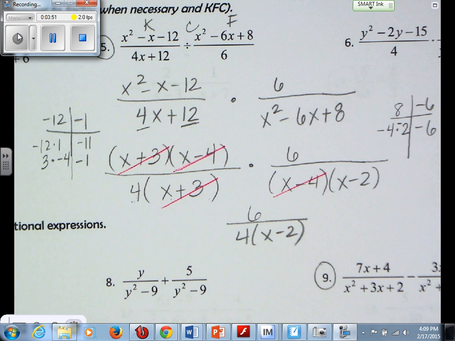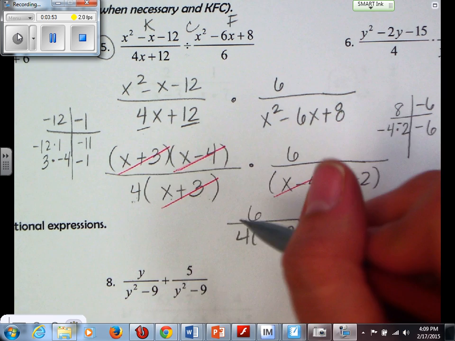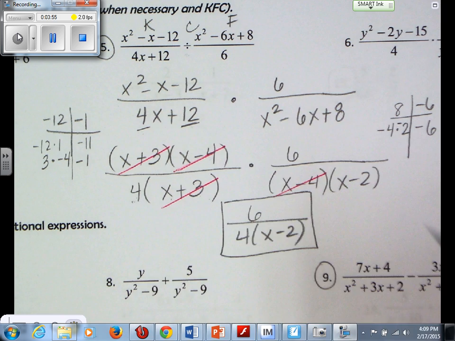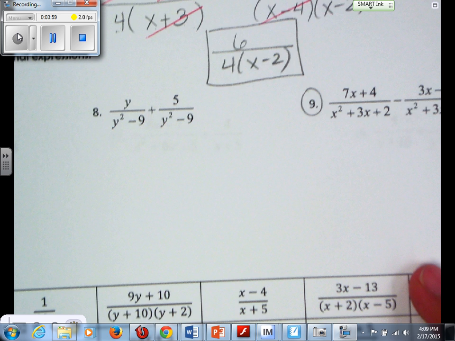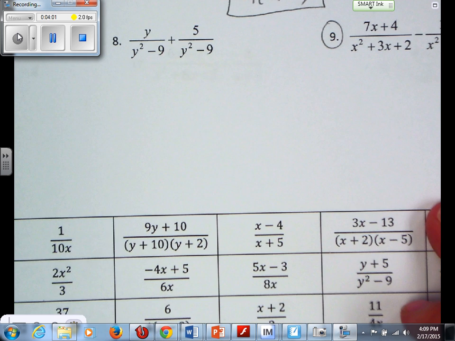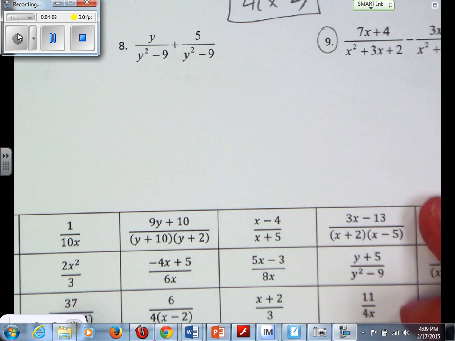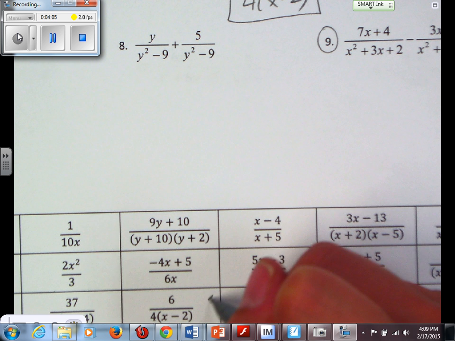Is that an answer choice? Yes. Okay, so in the bottom of your worksheet, you're going to look for 6 over 4 times x minus 2. And it's at the very bottom. So there I'm going to write a number 5.